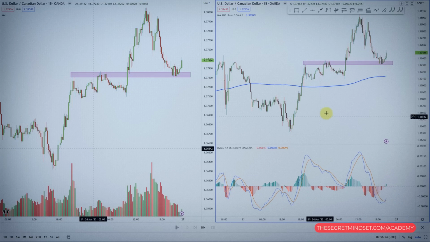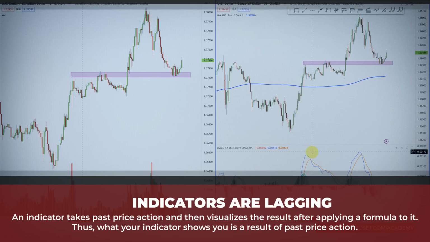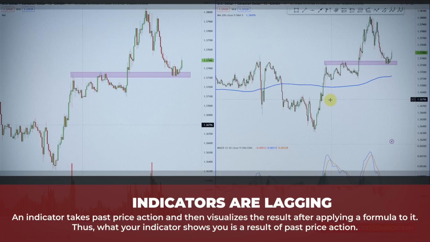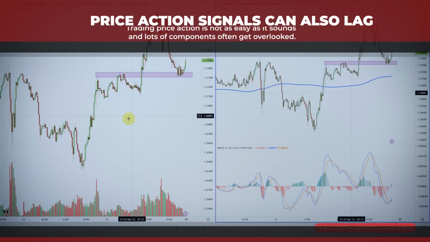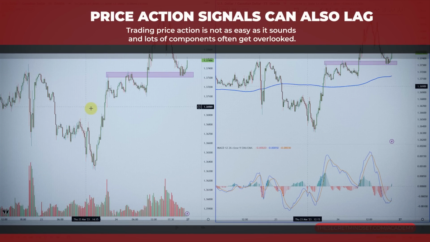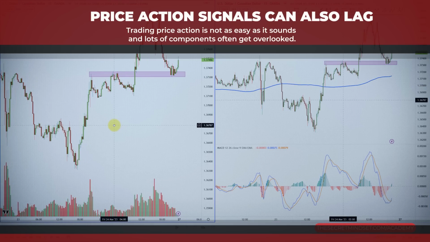First, you already know that most indicators are lagging. An indicator takes past price action and then visualizes the result after applying a formula to it. Thus, what your indicator shows you is a result of past price action. But at the same time, price action signals can also lag, or better said, can offer late signals.